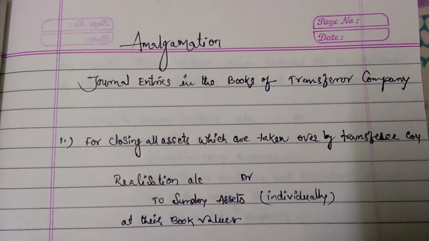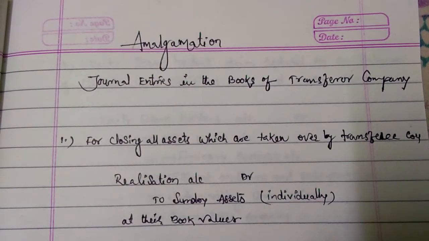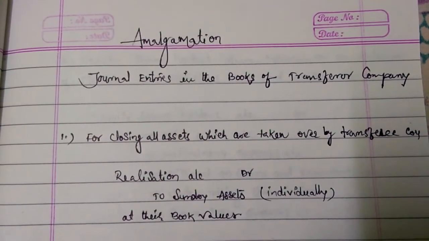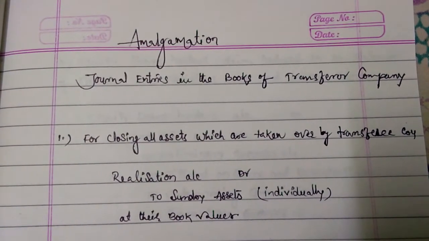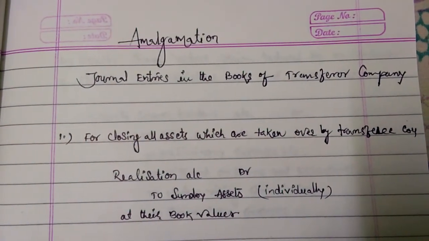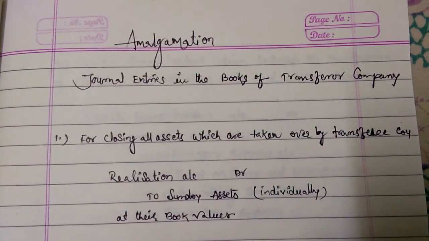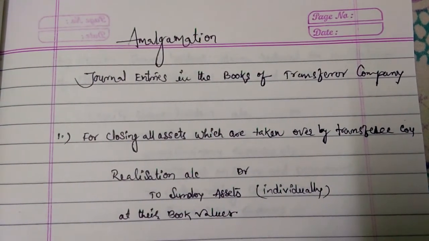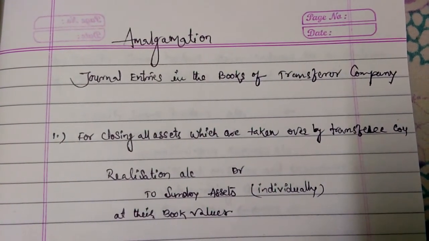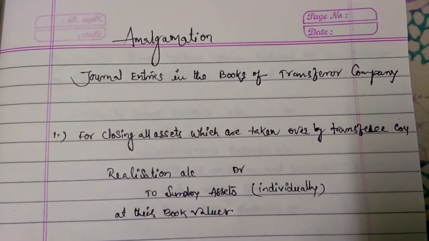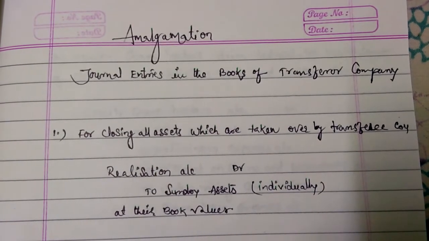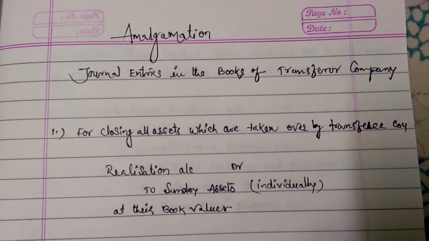In the amalgamation, two companies are mentioned. One is the transferor company and the other is the transferee company. Here we give journal entries for the transferor company. Before amalgamating, the transferor company has a balance sheet with assets and liabilities. All these assets and liabilities are transferred to realization for amalgamation purposes.